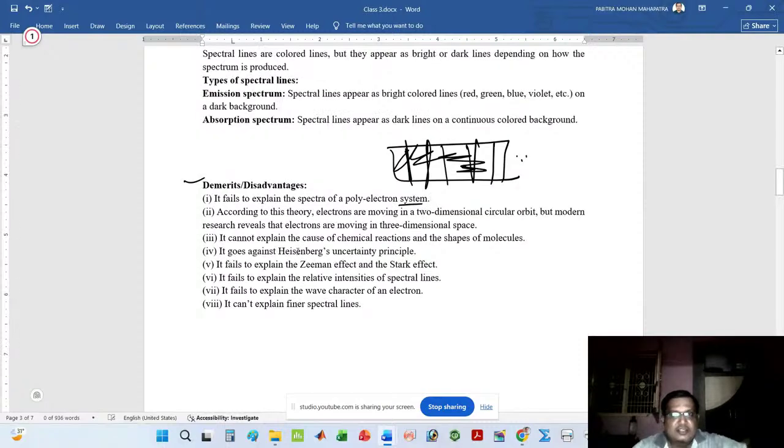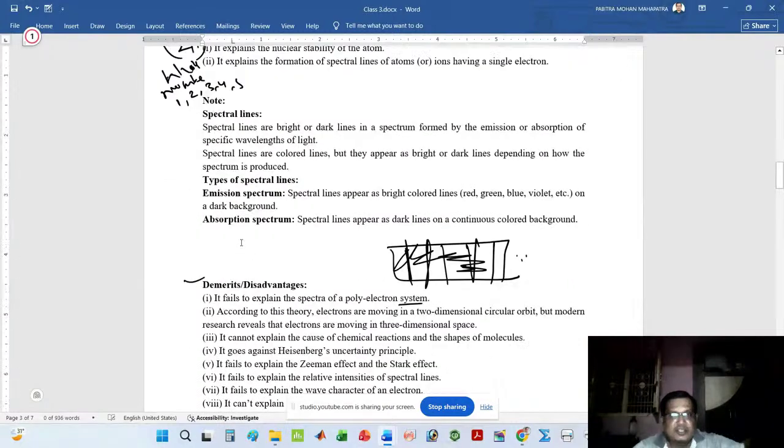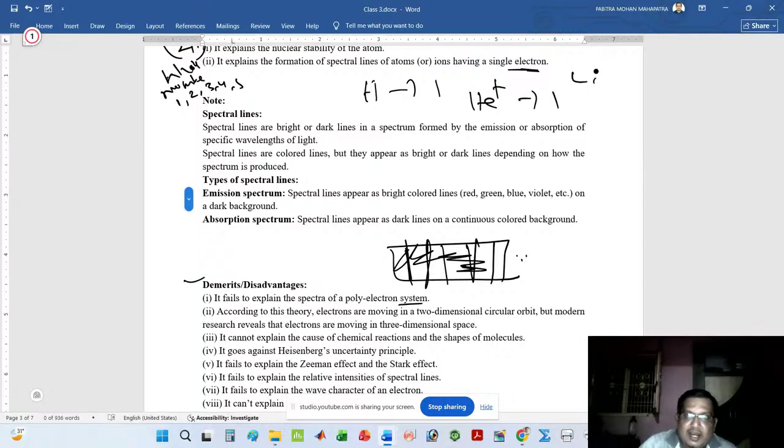Look at that. Here, an advantage is given. It clearly explains the formation of spectral lines of an atom or ion having a single electron. Single electron means the species having only one electron. For example, hydrogen, He+, Li2+, all the species having 1 electron. If you count, you will clearly understand how they have 1 electron. Hydrogen has atomic number 1, so 1 electron.